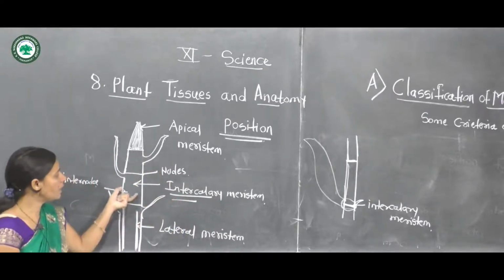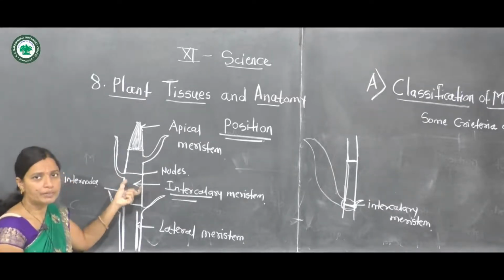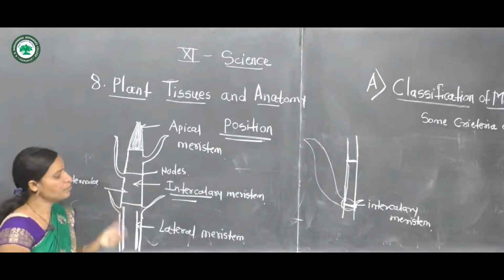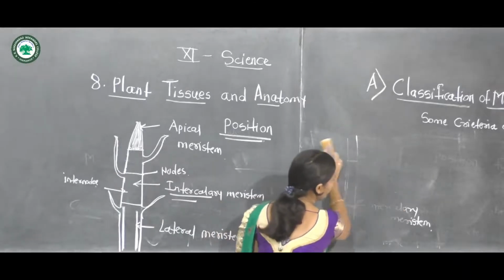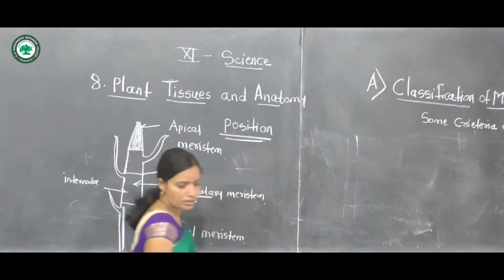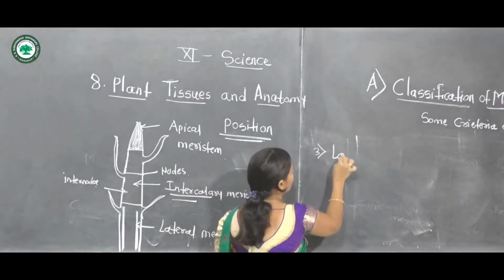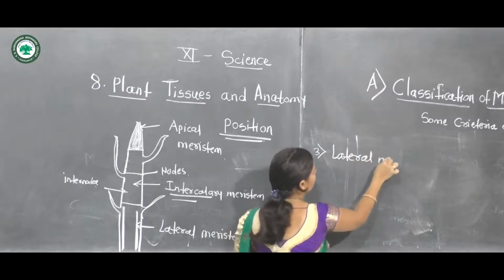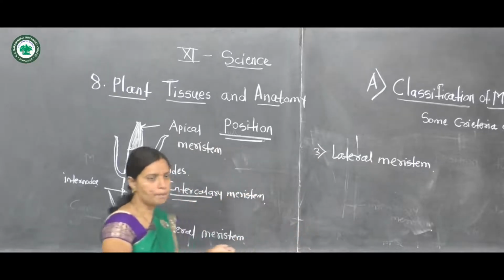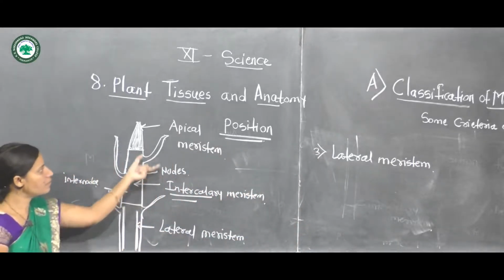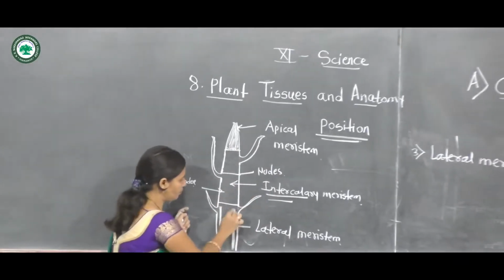The position of the intercalary meristem is in the nodes and internodal region. Between these two regions, this intercalary meristem is present. Now the third type of meristem is the lateral meristem. According to the position of the meristem, it is classified into three types. The first is apical, the second intercalary, and the third is the lateral meristem.